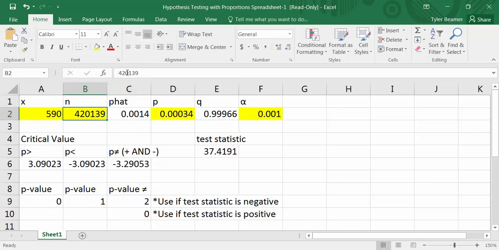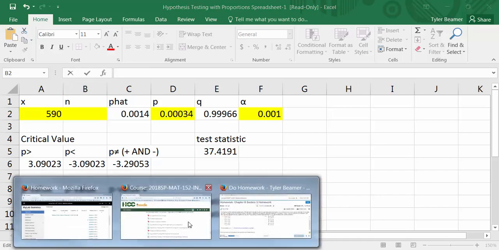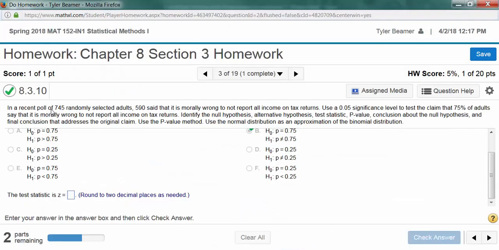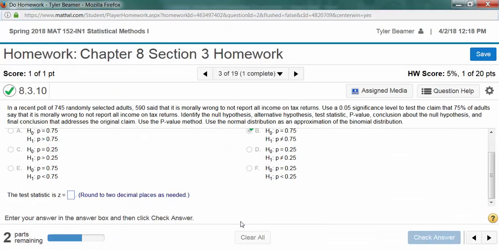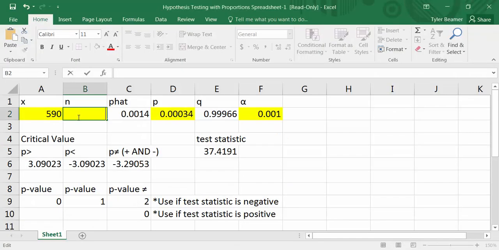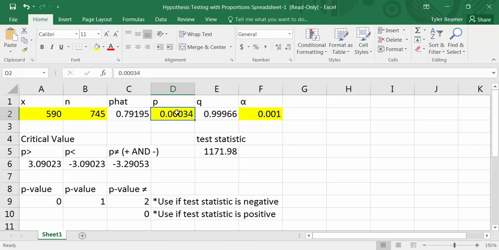N is the number of people in our sample. In this case, we polled 745 people. So that's how many people are in our sample. 745 were polled, 590 said that it's morally wrong not to report all the income. Alright, and notice how the cells that are not highlighted have a formula attached. As you input numbers, they're changing.